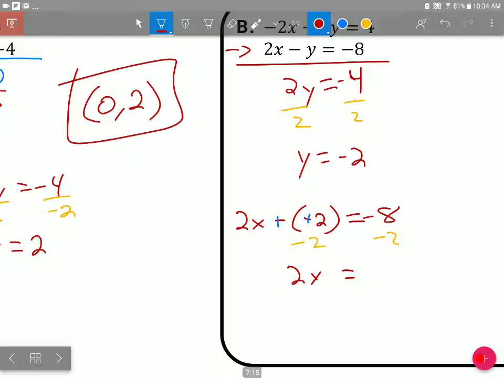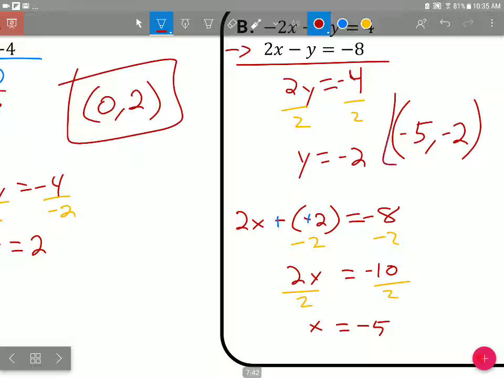Negative 10. And last but not least, we need to divide by 2. So x equals what? Negative 5. All right, so your answer is, what is your point? Is it negative 5, negative 2, or negative 2, negative 5? Which one goes first? The negative 5 goes first. Remember, it's x, then y. And that's your final answer.